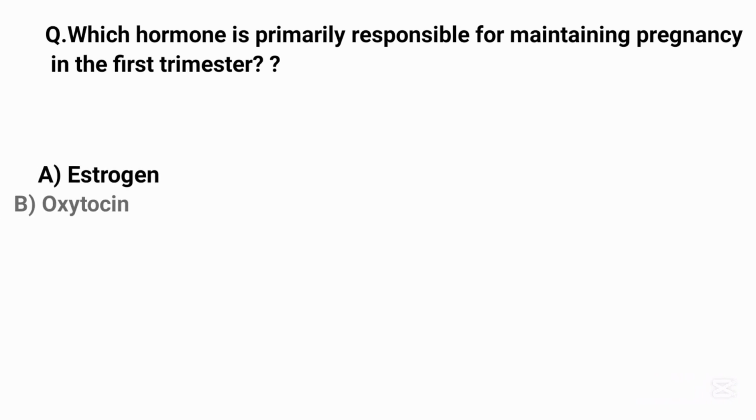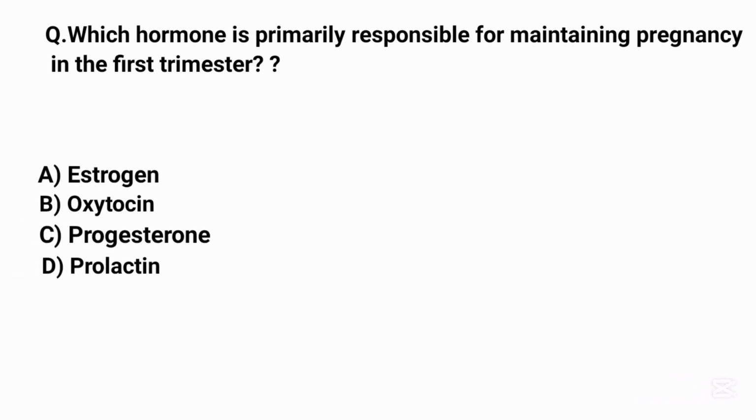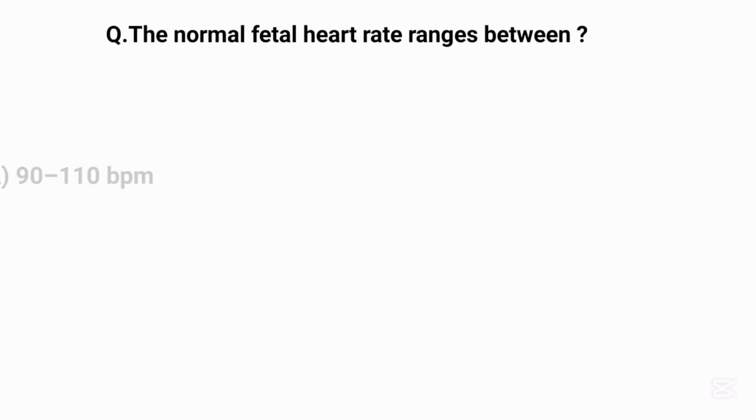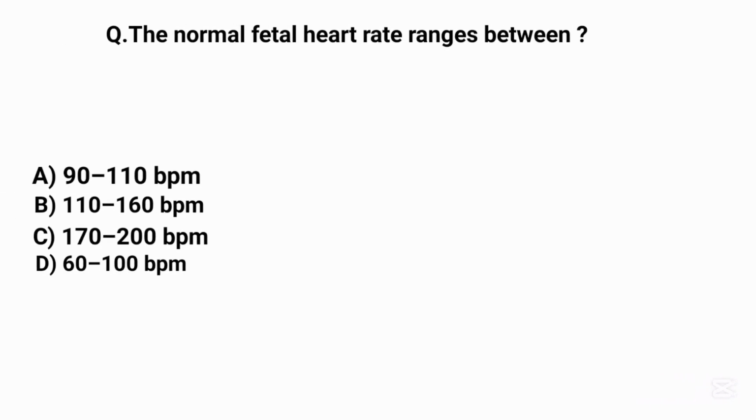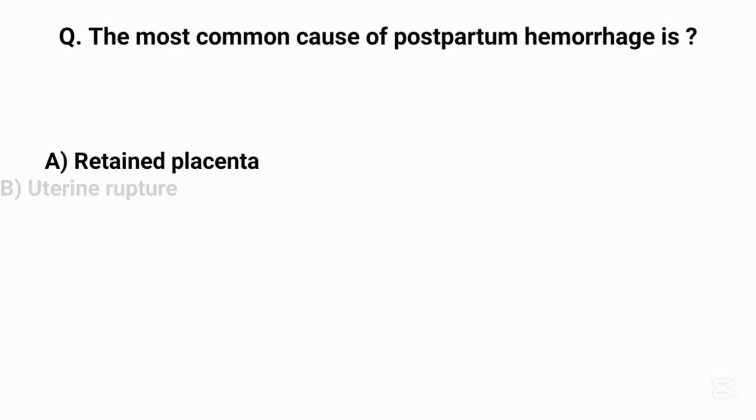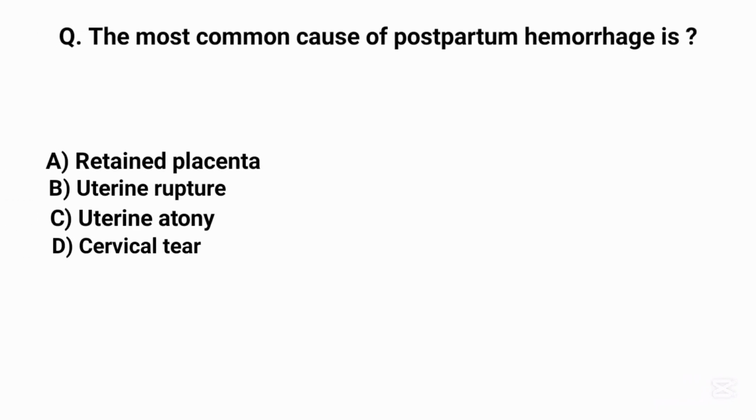Which hormone is primarily responsible for maintaining pregnancy in the first trimester? Correct answer is option C, progesterone. The normal fetal heart rate ranges between. Correct answer is option B, 110 to 160 bpm. The most common cause of postpartum hemorrhage is. Correct answer is option C, uterine atony.